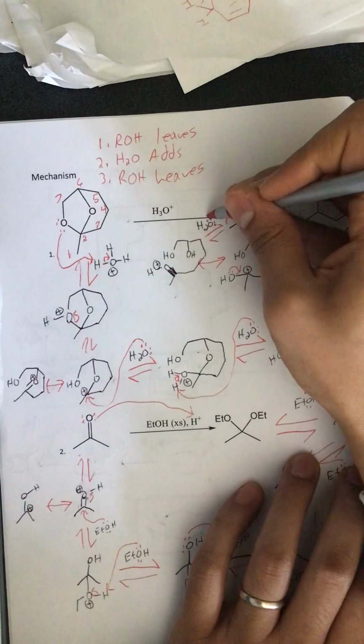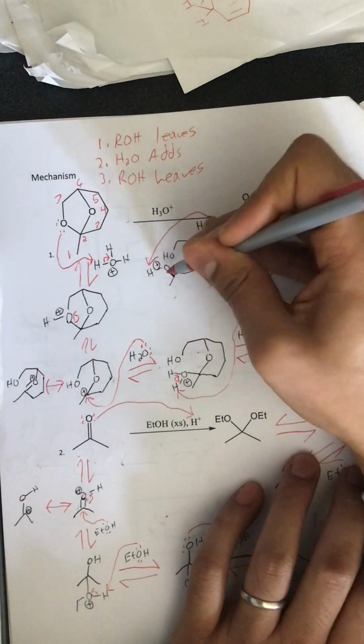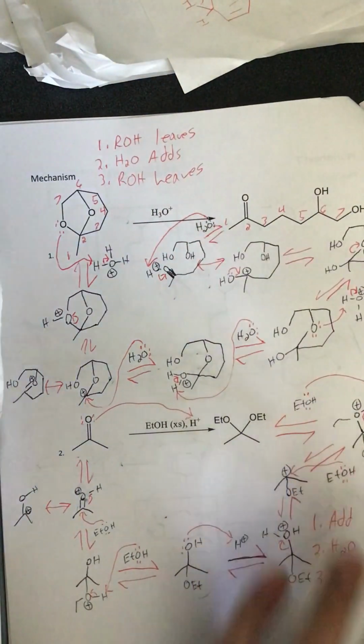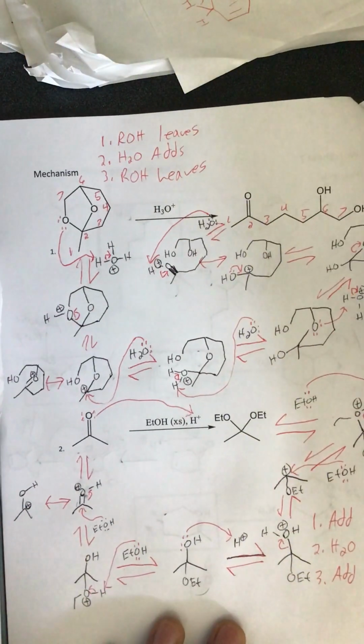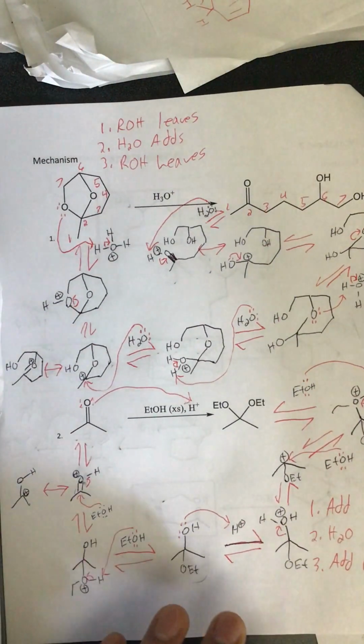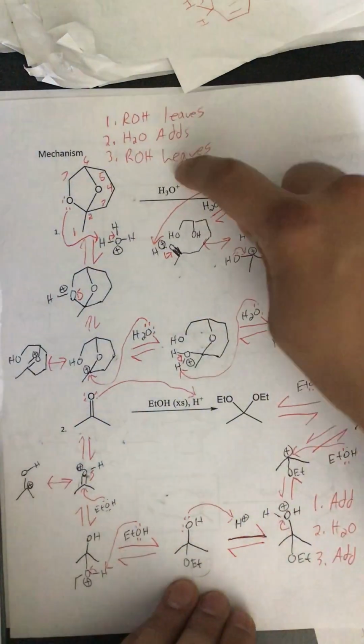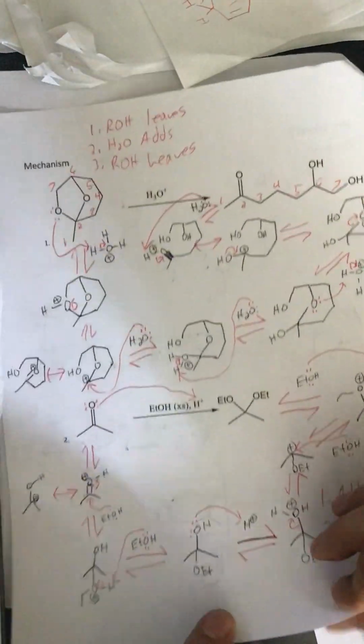2. Pick up that proton and get us back to there. And then if you unwind the chain, you'll get to there. So there, that's the mechanism for deprotecting an acetal. Remember these 3 stages of the mechanism. Okay.